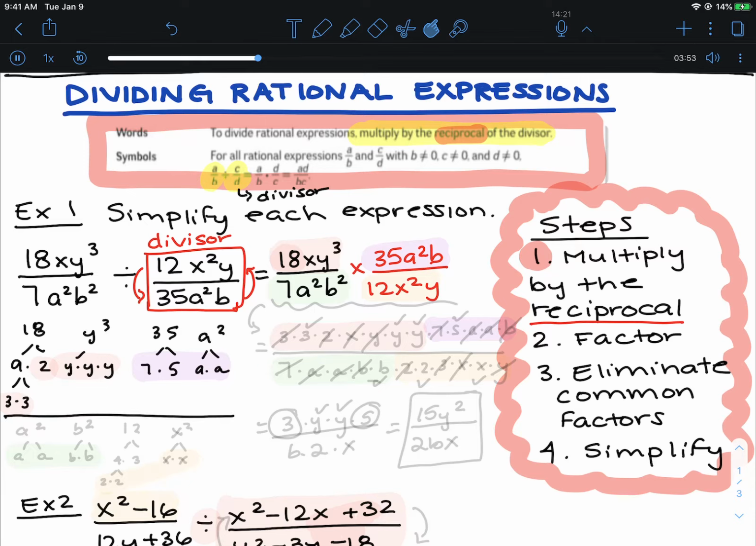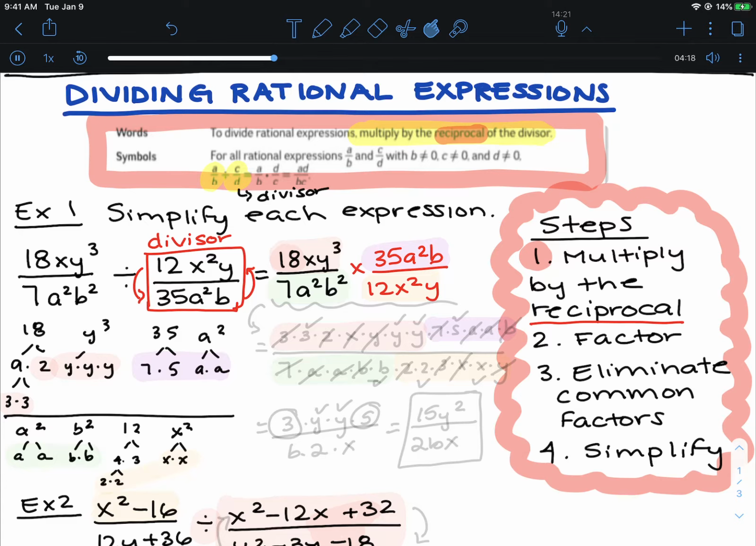And then the 7, can't simplify it anymore. The a squared is going to be simplified to a times a. The b squared is going to be simplified to b times b. The 12, we can simplify that to 4 times 3, and then the 4 can be simplified to 2 times 2. The x squared, we're going to replace that with x times x. And then the y is just going to stay the same.